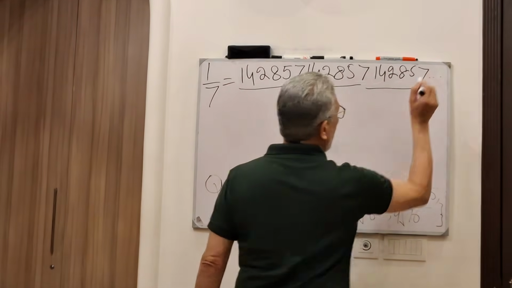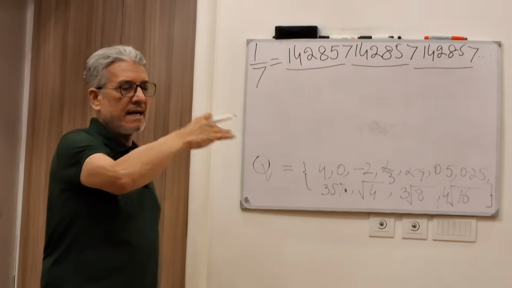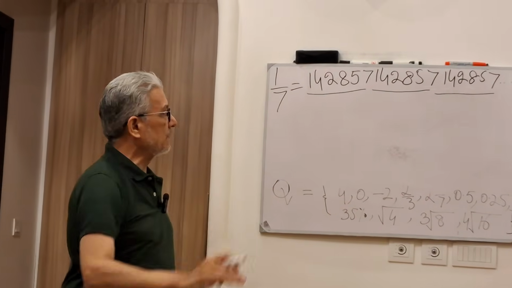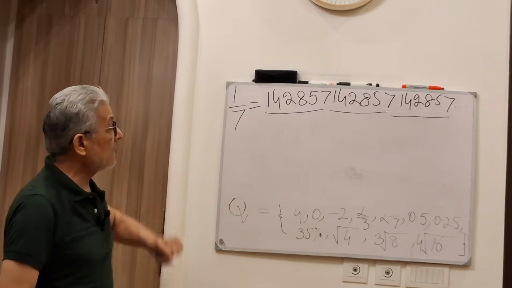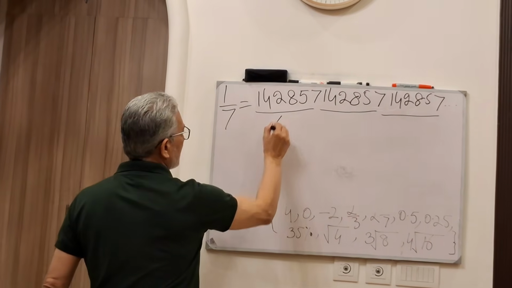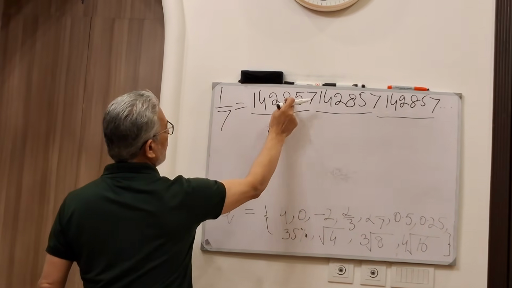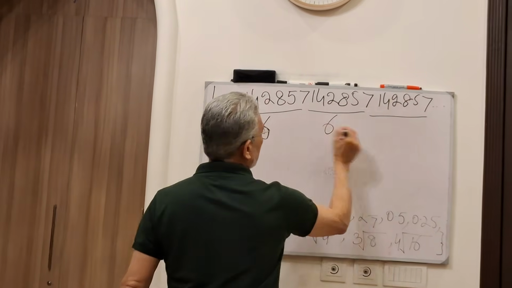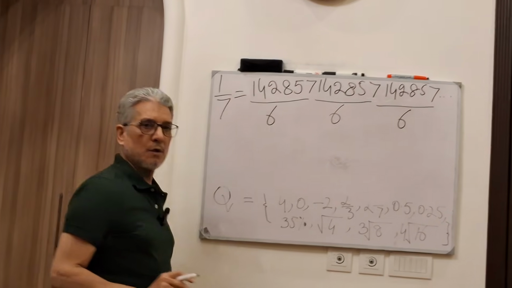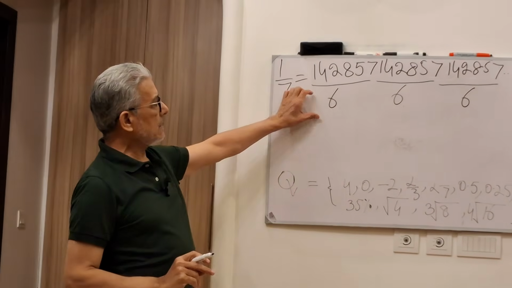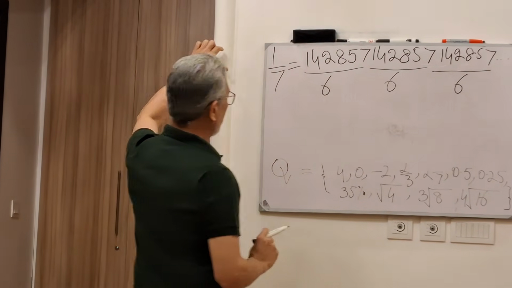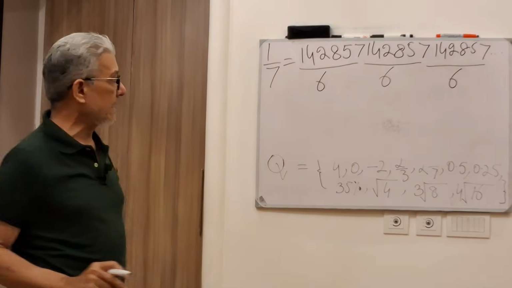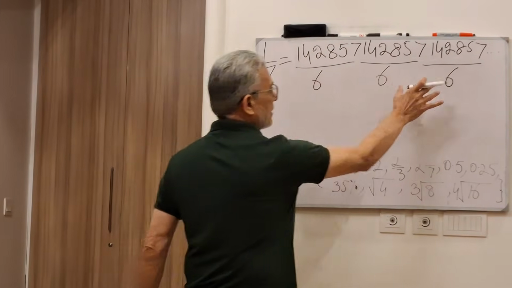It keeps on going unendingly, non-terminating decimal, but it is repeating. How many digits are repeating? 6. 1, 2, 3, 4, 5, 6. So this is the period. The number of digits which are repeating is called period. So period is 6 here.